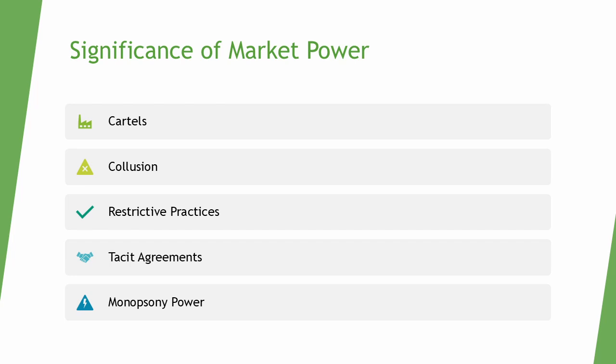Monopsony power is the ability of a single buyer to influence prices paid to suppliers or workers. Monopsony power has some significance over market power as it allows buyers to push prices or wages below competitive levels. However, monopsony power may have little significance over market power as supplier mobility and regulation can reduce buyer dominance. This may have an impact on market failure as underpayment can lead to inefficient allocation of resources.